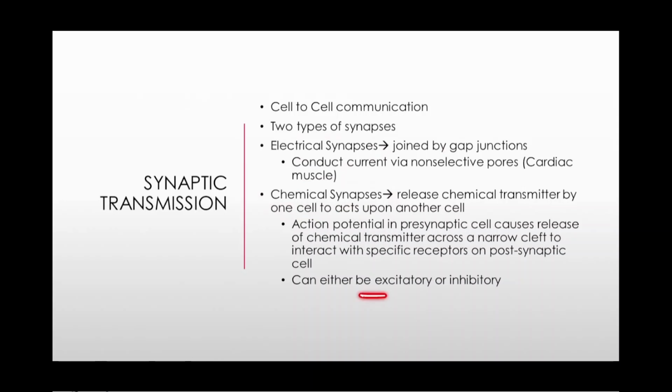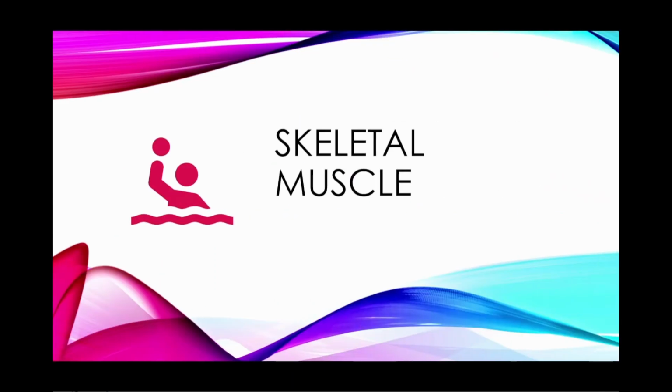Chemical synapses can be excitatory or inhibitory. So remember, we don't want things just to be stimulated all the time. We need control. That's why the majority of all of our feedbacks are negative, to allow for control so things don't go rampant and go wild. So it can be excitatory or they can be inhibitory.